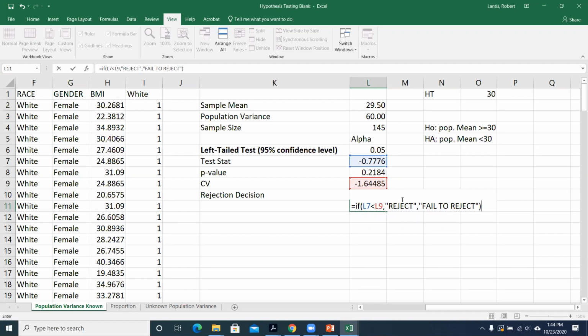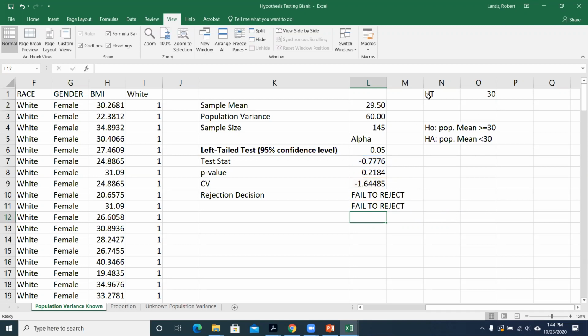So hopefully I get the same rejection decision that I did when I was using that if statement, but doing it for the p-value approach. Sure enough, we get the same decision, right? Any questions over any of that? We're okay with all this?